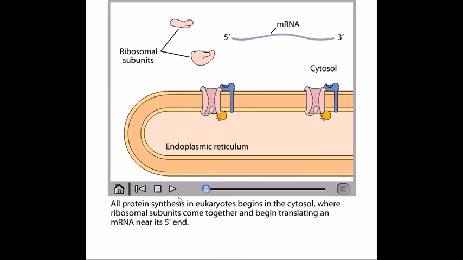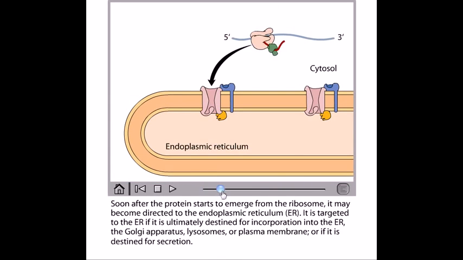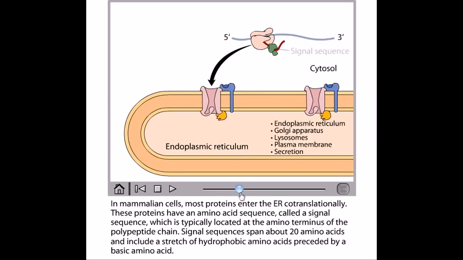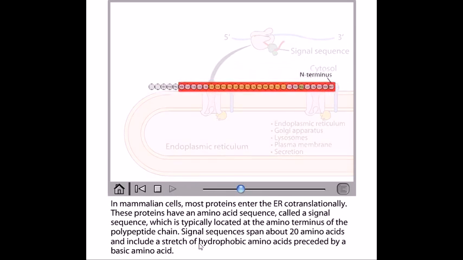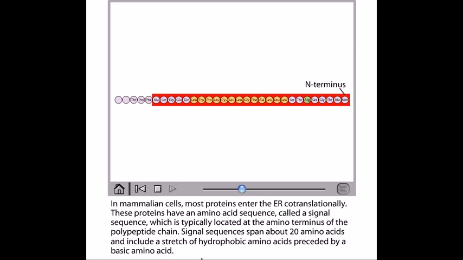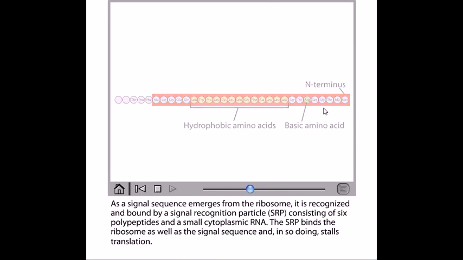If I go back again, let me come here and tell you about the signal sequence first. The signal sequence spans about 20 amino acids and includes a stretch of hydrophobic amino acids preceded by a basic amino acid sequence. Here are the stretches of hydrophobic amino acids and the presence of a basic amino acid.